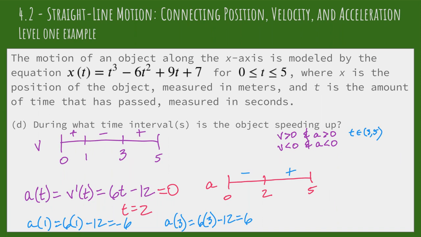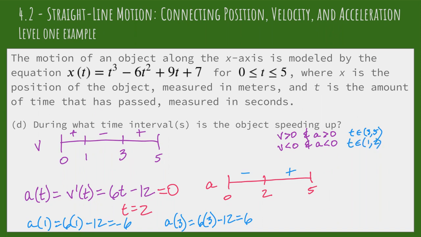Where is the velocity negative and the acceleration negative? Well, the acceleration is only negative from 0 to 2, and the velocity is negative from 1 to 3. So where those overlap is going to be between 1 and 2. So this is going to be on the interval from 1 to 2.